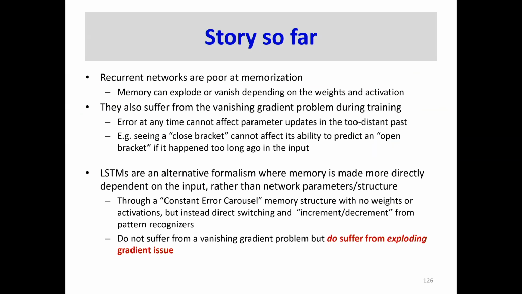Recurrent networks are poor at memorization. The memory can explode or vanish depending on the weights and activation. They also suffer from a vanishing gradient problem during training. The loss at any time cannot affect parameter updates in the too distant past. So for example, seeing a closed bracket cannot affect its ability to predict an open bracket if that open bracket happened too many time instants ago, right?